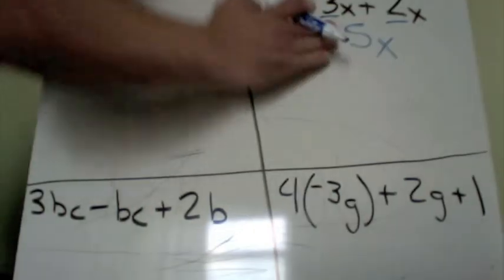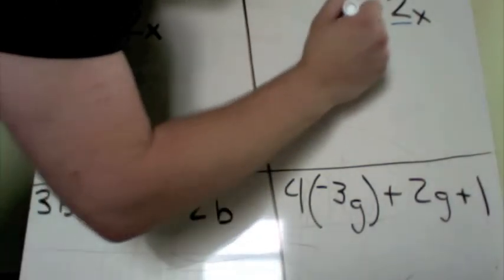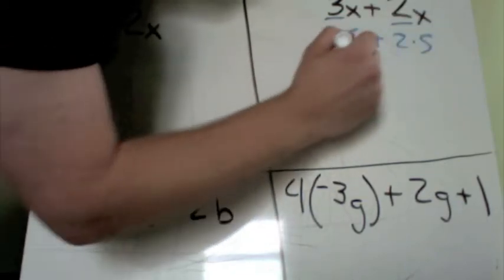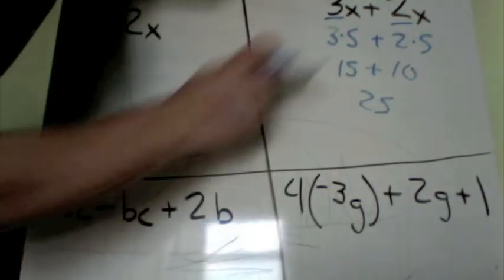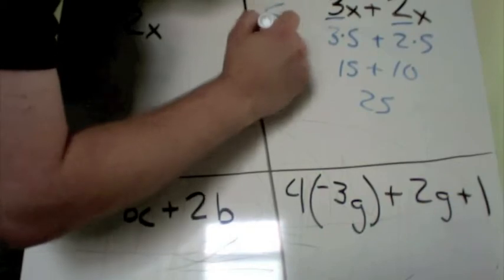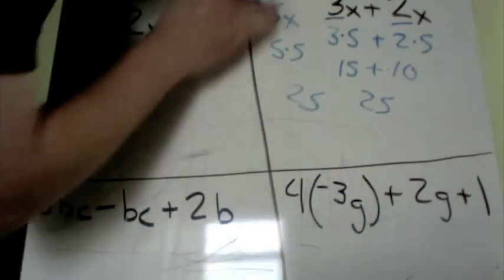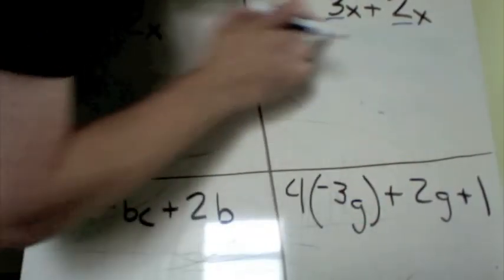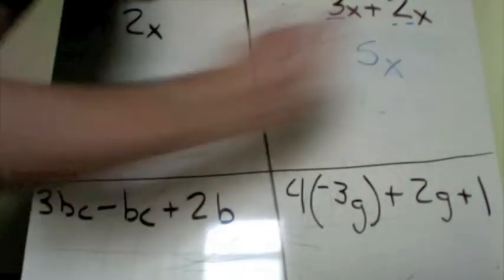And it works because, let me show you. Plug 5 in for x. 3 times 5 plus 2 times 5. 3 times 5 is 15, 2 times 5 is 10. We end up with 25, right? Well, when I added the two together, I said it was 5x. So plug that 5 in for x again. What's 5 times 5? 25. Okay? So we add the coefficients together, which makes it a 5x.